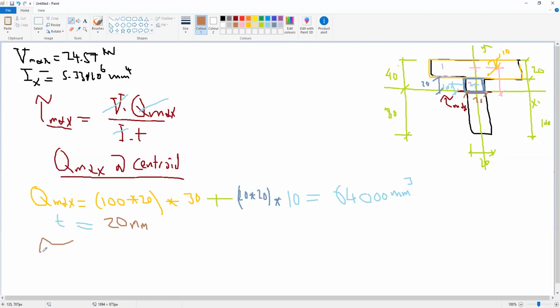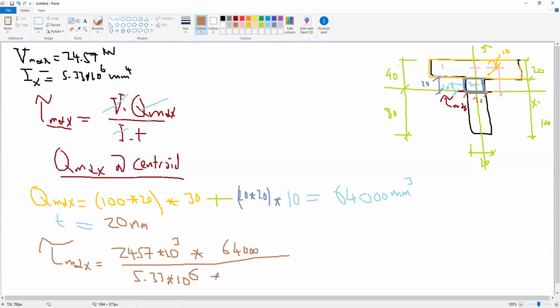So finally, if we substitute in the formula of tau, tau max will be 24.57 multiplied by 10 to the power 3 to convert to Newton, multiplied by Q. Q is 64,000 millimeter to the power 3 divided by I, 5.33 multiplied by 10 to the power 6, multiplied by T. T is 20 millimeter. All this calculation gives us tau max of 14.7 MPa.